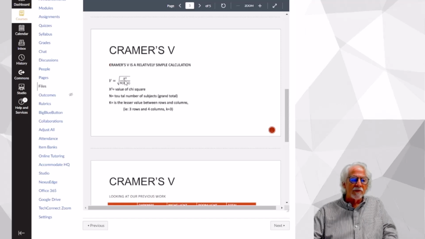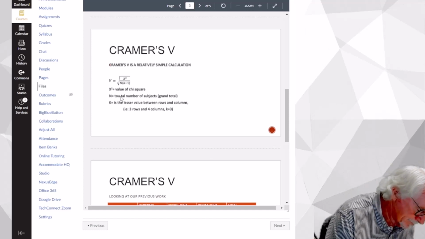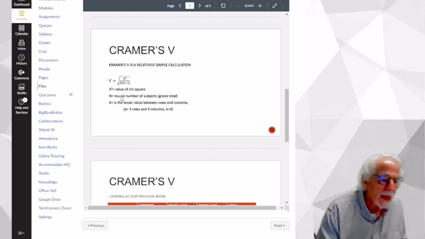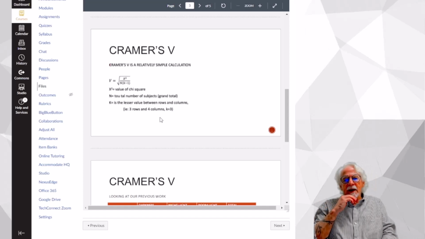V is equal to the square root of X squared, or the value of chi-square, over n, which is the total number of subjects, our grand total, like we talked about earlier, times k minus 1. K is the lesser value between rows and columns. And in our example, we had two rows and 3 columns.